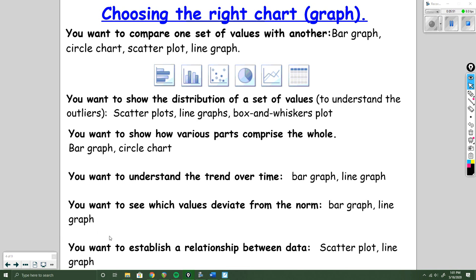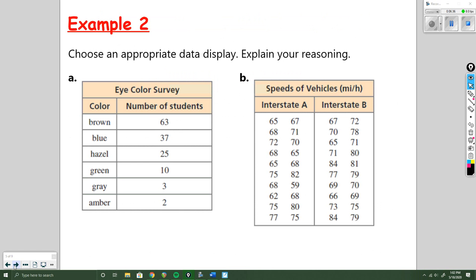If we want to see which values deviate from the norm, we could use a bar graph or line graph. And then, of course, if we want to establish a relationship between the data, a scatter plot or line graph would be great. There's no hard and fast rule for picking a specific chart, just with some data sets, we can't use a data chart that we might want to use.